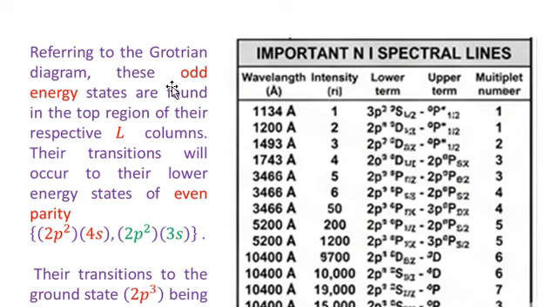Referring to the Grotrian diagram, these odd energy states are found in the top region of their respective L columns, because these odd energy terms correspond to the 2p2 and 3p distribution of electrons. Their transitions will occur to their lower energy states of even parity, and you know that 2p2 and 3s is the even parity terms that we have discussed.